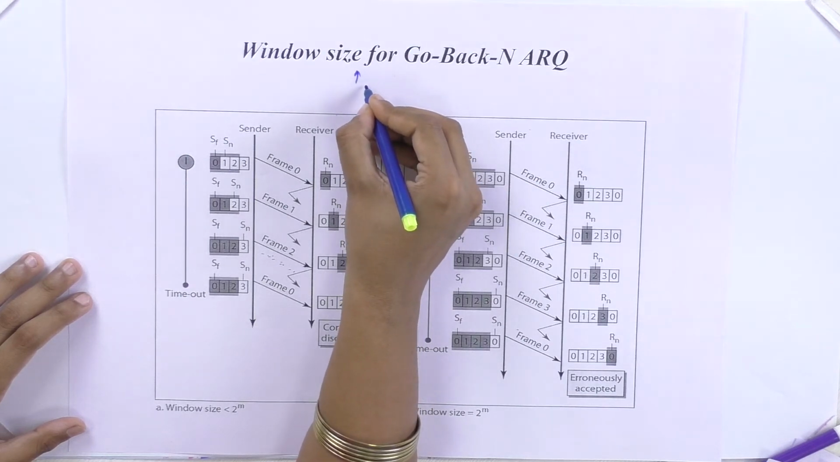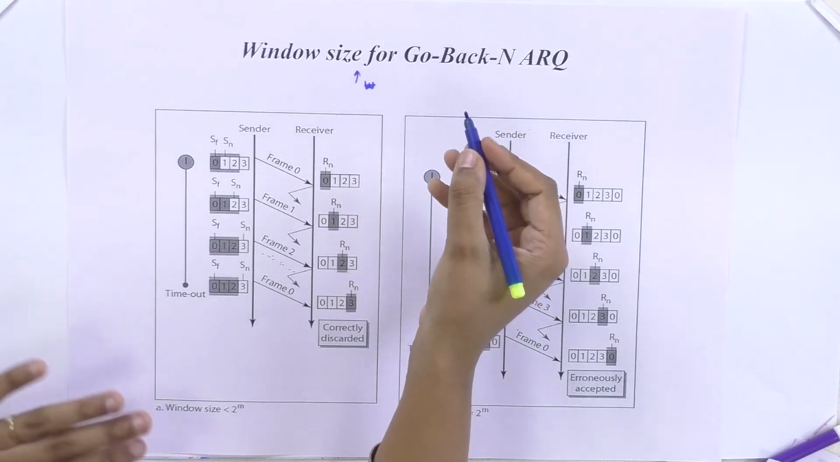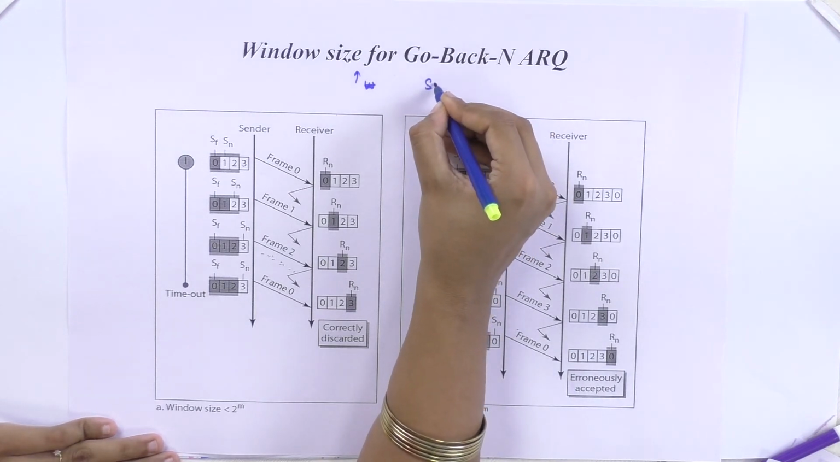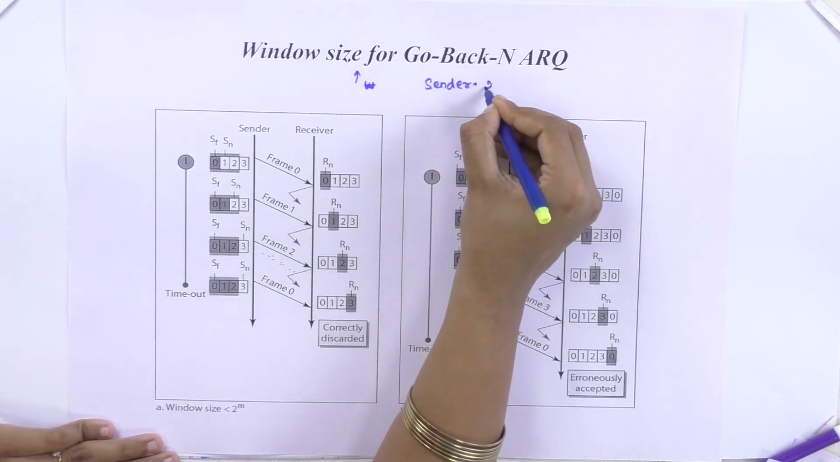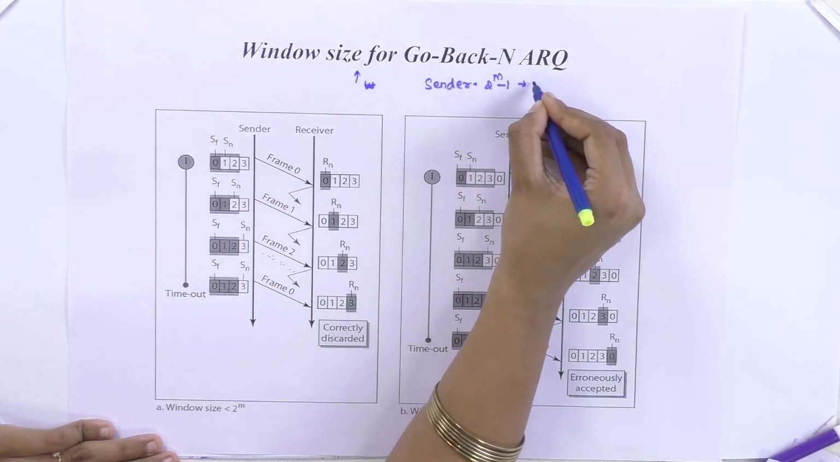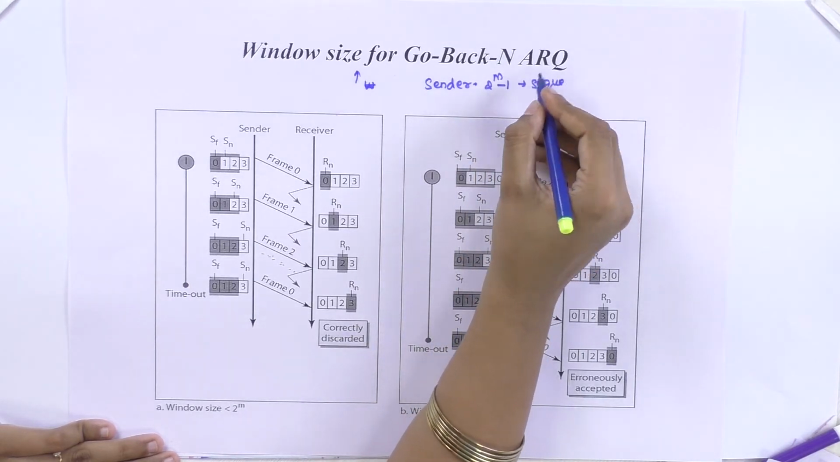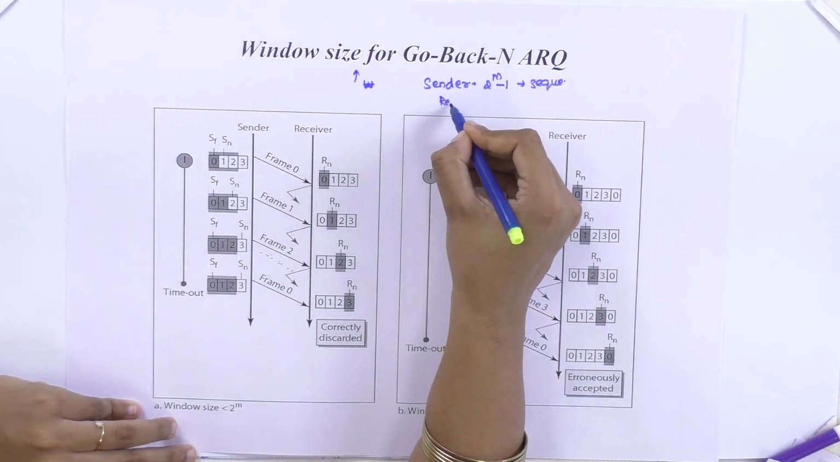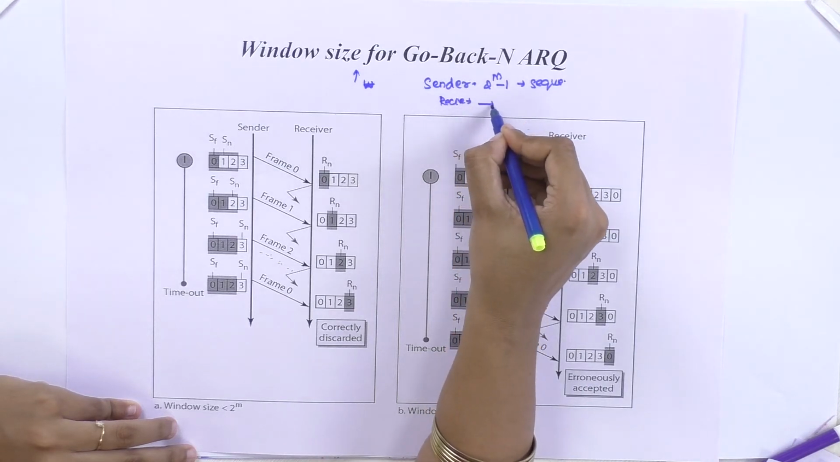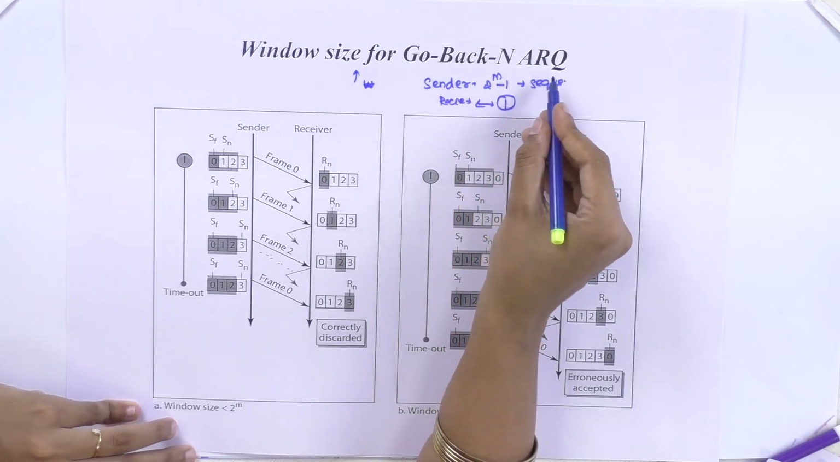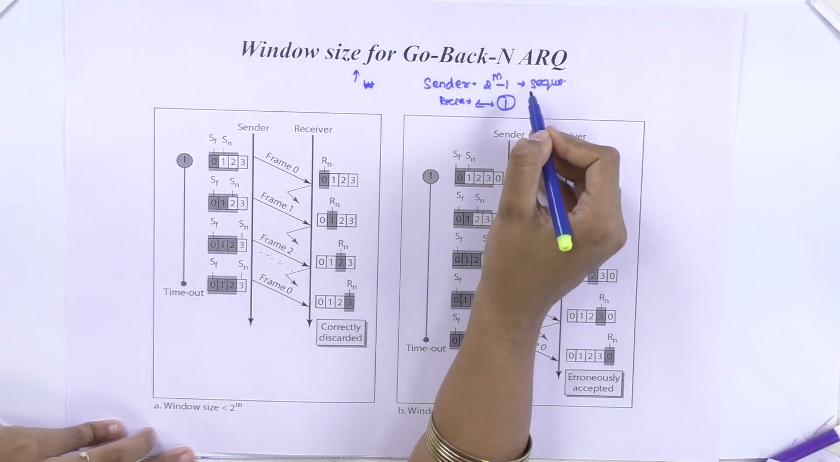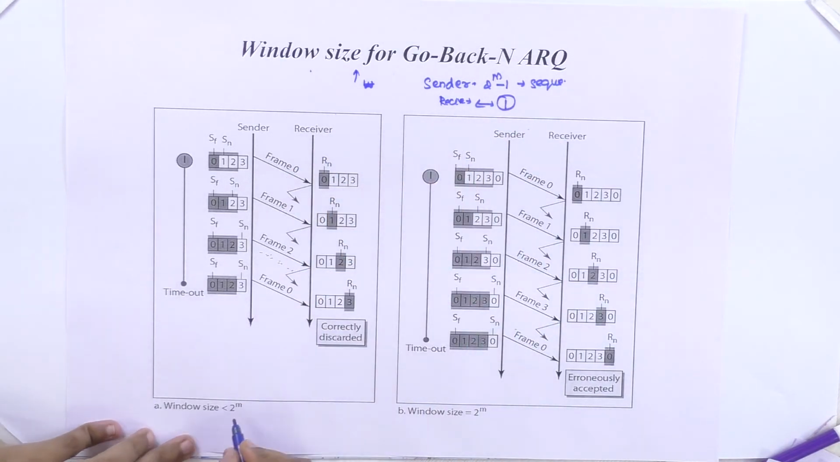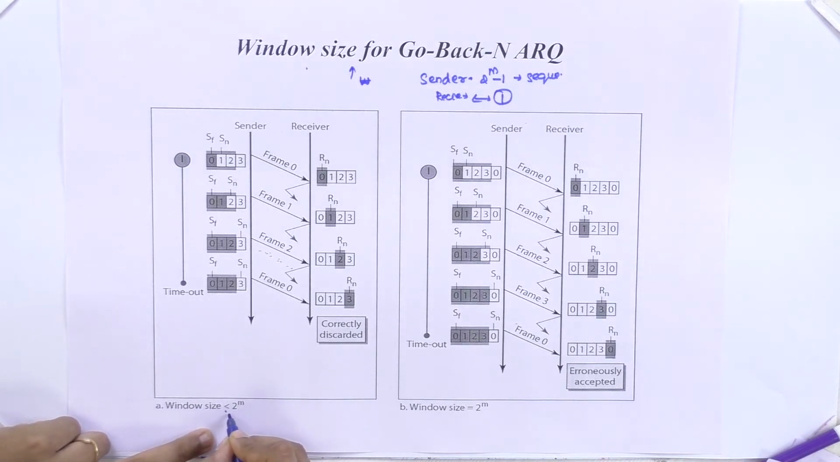So the window size is the main concept here. I have already told that the sender window size is 2 power m minus 1, which is nothing but the sequence number. The window size is nothing but a package of your sequence numbers, and on the receiver side he can slide only 1 slot. So now we will make a comparison between the window sizes, keeping my window size to be less than 2 power m and equal to 2 power m.